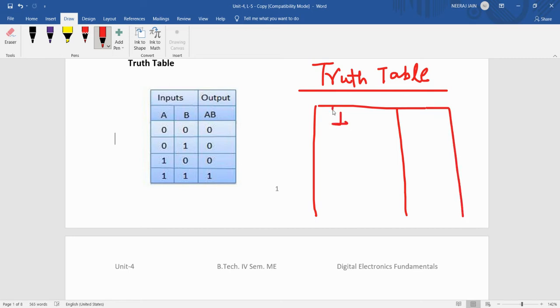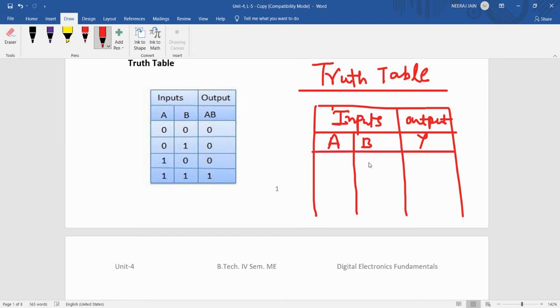Inputs, there are two inputs. Output. Inputs are A and B. Output is Y. Now the two inputs are A and B.